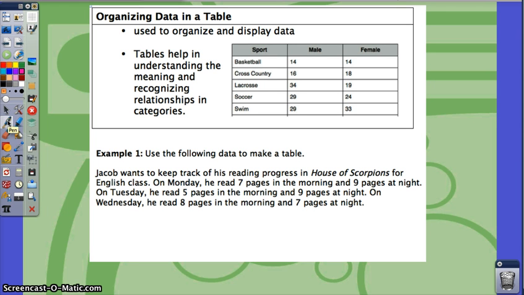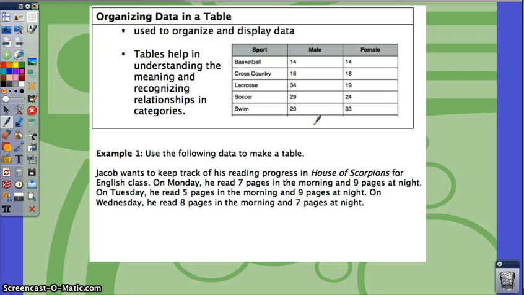Organizing data in a table, you've seen tables before. It helps in understanding the meaning and recognizing relationships. So, you know, recognizing, okay, we have different sports, we have male and female, and we can see the information nice, neat, and easy on how many students participate in each one. When you do use a table, you want a title, and you want to make sure you title each of the sides. So let's create a table for example 1.